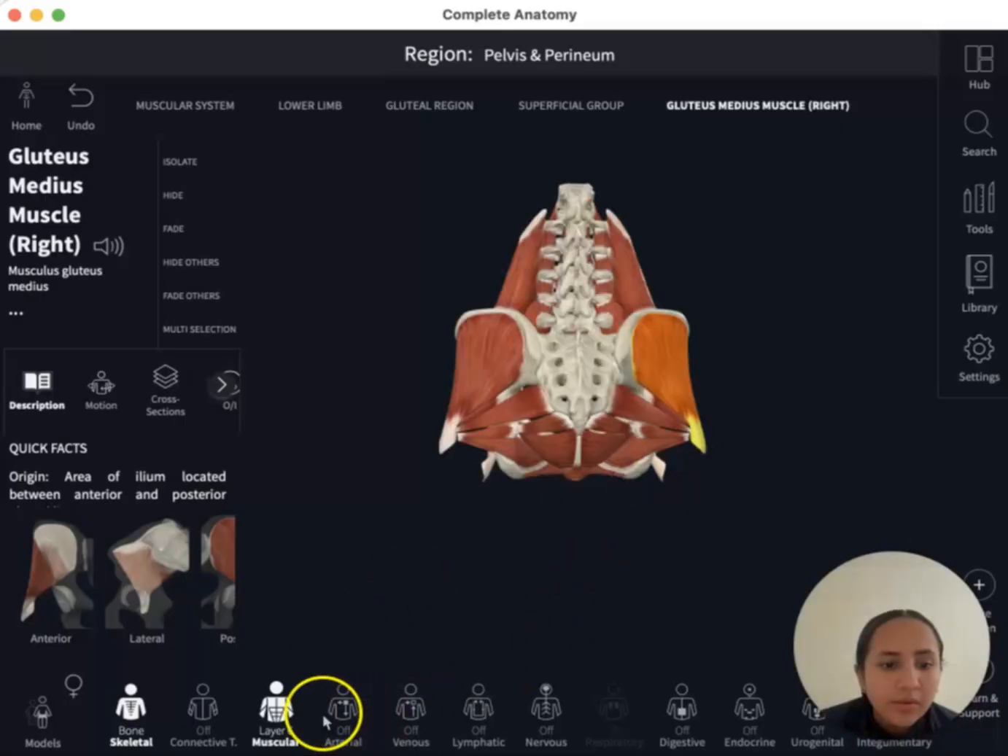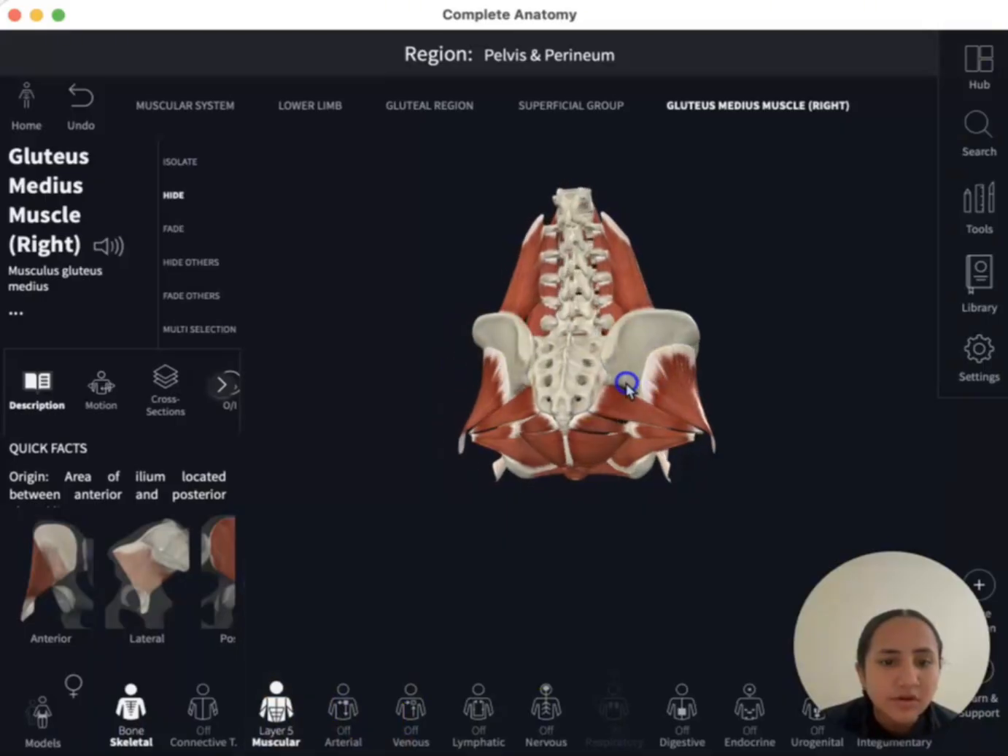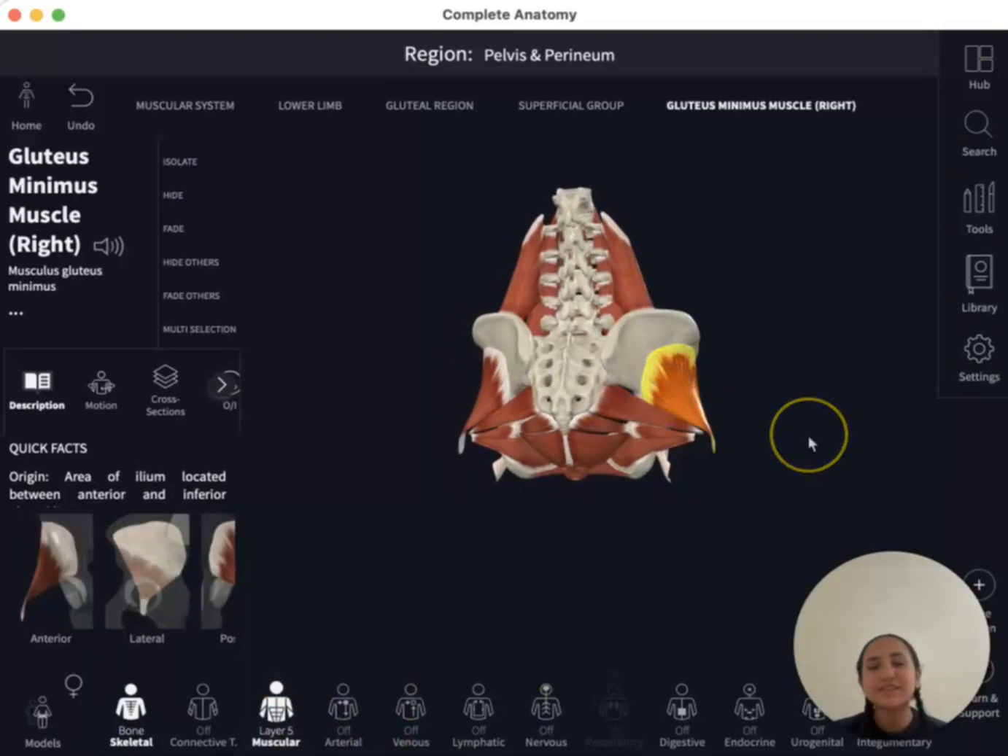Okay, now we're going to go into the 5th layer muscles. So we will start right here. So this is the gluteus minimus muscle. The origin for this is the area of the ilium between the anterior and inferior gluteal lines, and then the insertion is the anterior lateral aspect of the greater trochanter of the femur.